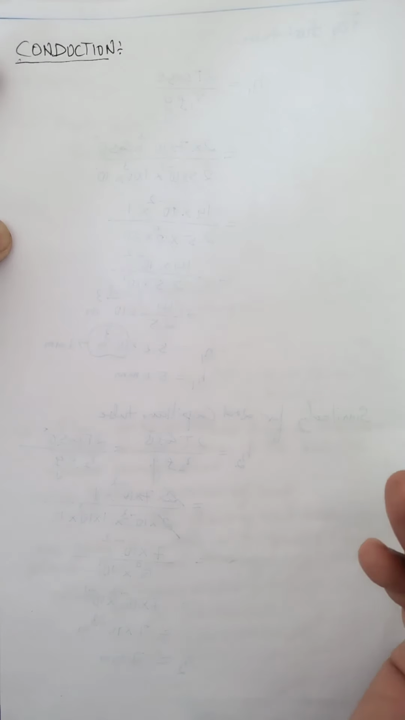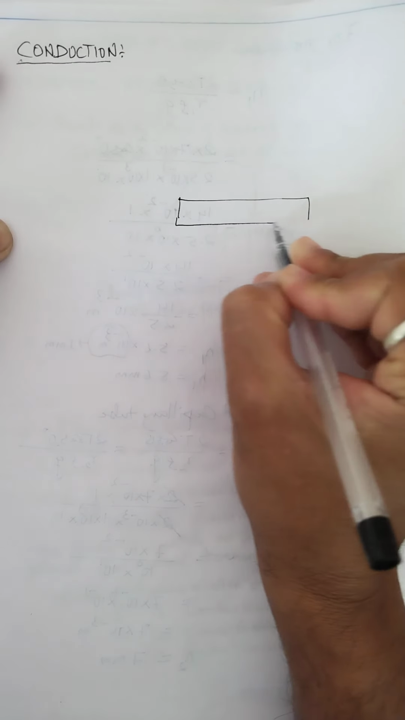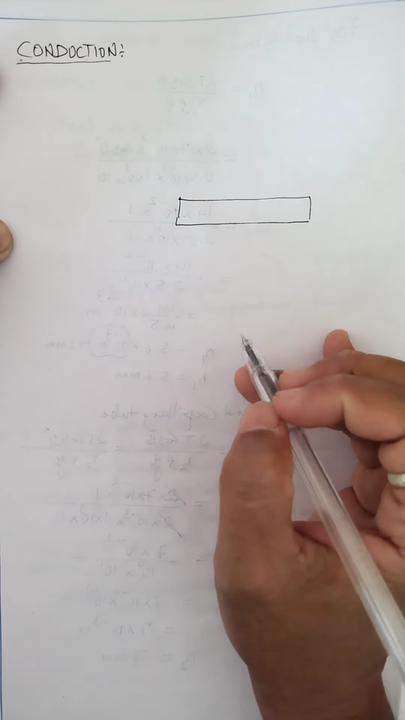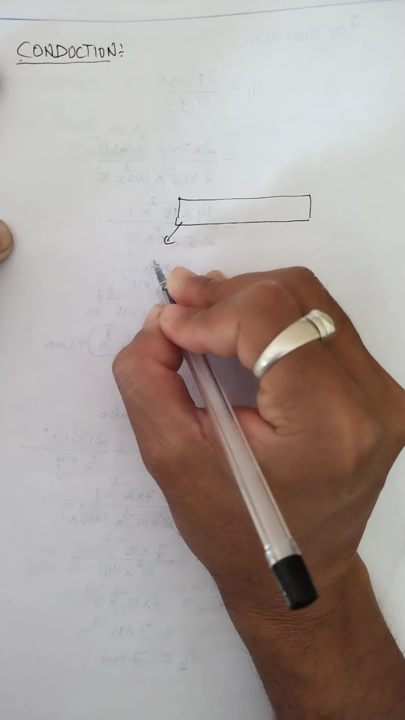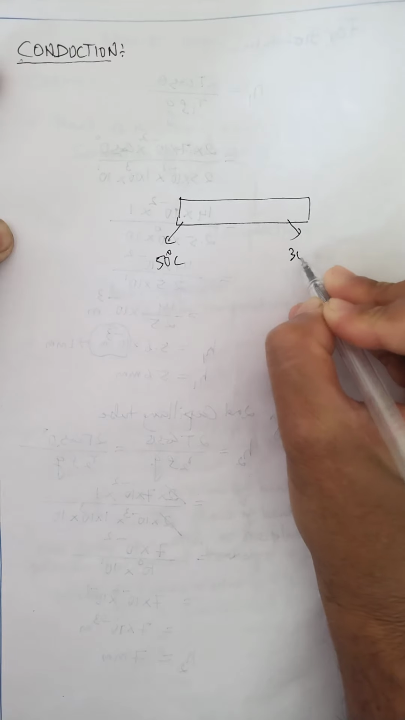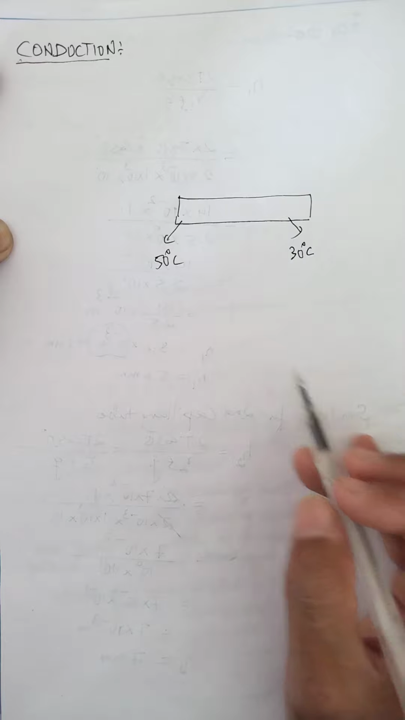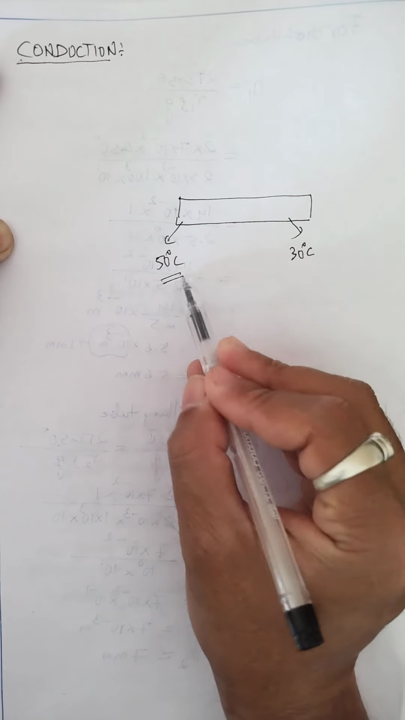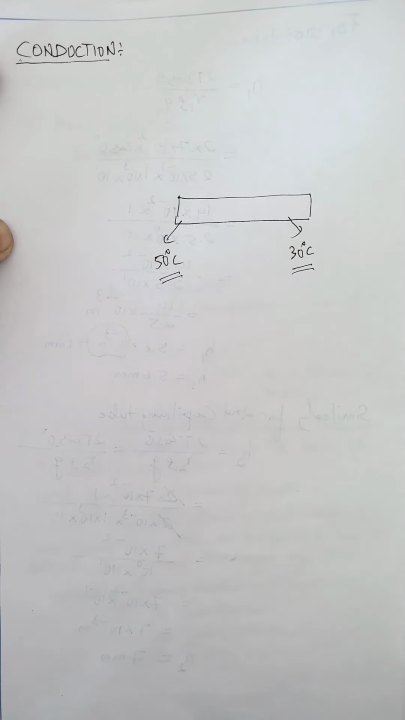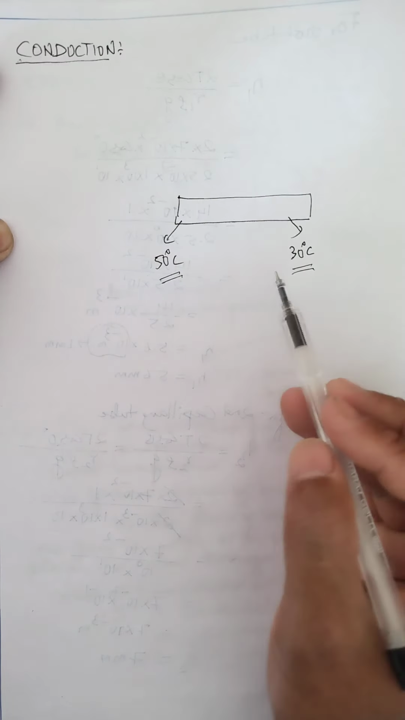But this conduction is a process which takes place when there is a difference in temperature between different parts of a body. Suppose you have one body, like a metallic rod. Suppose this end acquires a temperature of 50 degrees Celsius and this end acquires a temperature of 30 degrees Celsius. So between the two ends of this metallic rod there is a temperature difference.